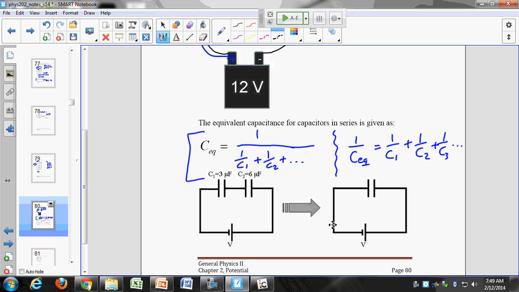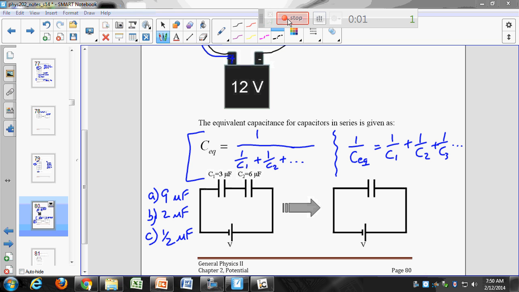So, for example, y'all try this one out. Tell me what you think the equivalent capacitance is. Let's do a clicker question actually on it. A, B, C. Is it 9, 2, or 1/2 microfarads? Which is it? The equivalent of this 3 and 6 microfarad capacitor.